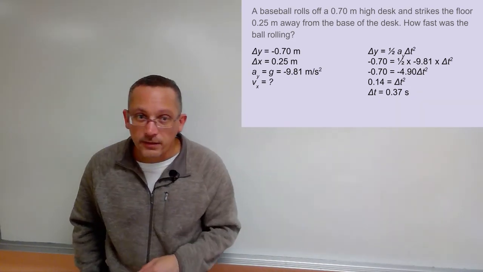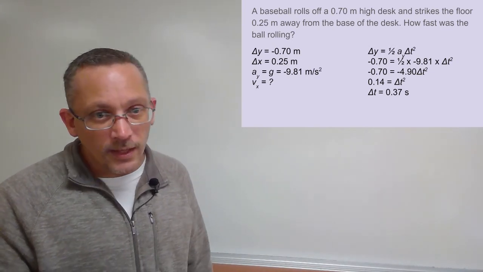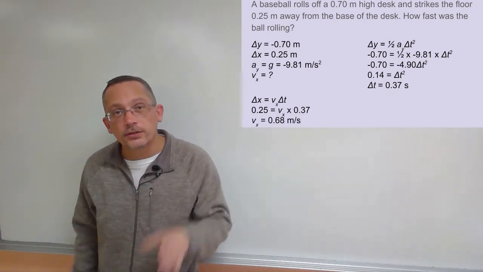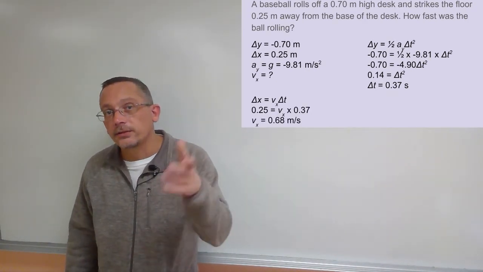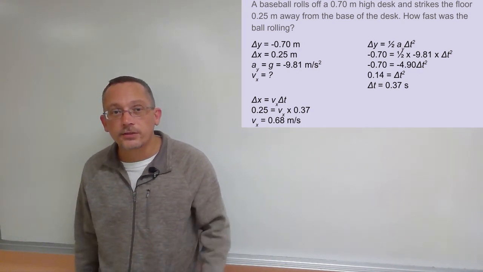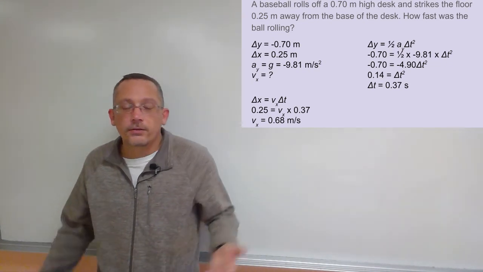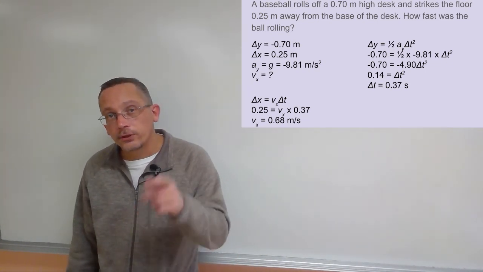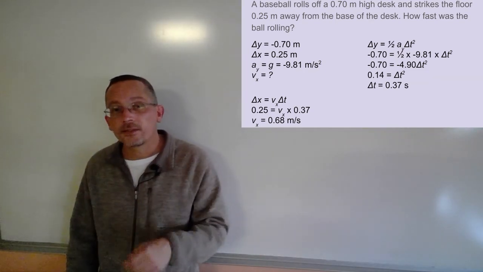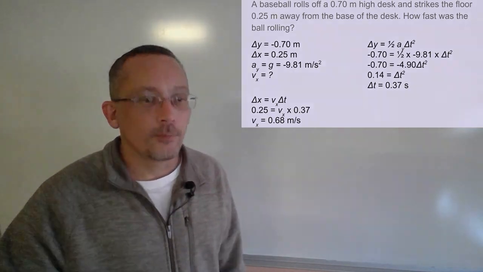So I can add that to the list of things that I know. And I can go ahead and take this other equation for the horizontal direction, delta x equals v sub x delta t, and I can put some numbers in there and solve for v sub x. So delta x was 0.25. V sub x, we don't know, that's what we're looking for, and delta t was 0.37 seconds. We'll divide both sides by 0.37, and v sub x comes out to 0.68 meters per second.